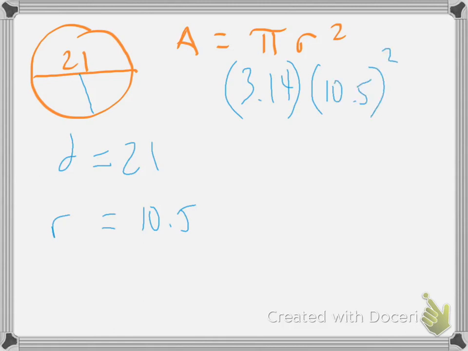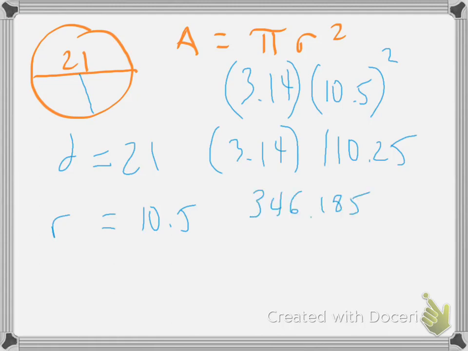Order of operations, better do your powers first. That gives you 110.25, which is 10.5 times 10.5. Then the next calculator activity is to multiply that by 3.14, and you get 346.185. We're still in centimeters, but since it's area, it's centimeters squared, or square centimeters, however you want to write that, because it's like how many little squares there are.